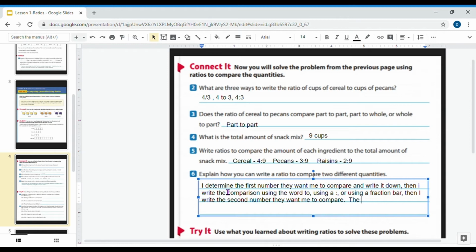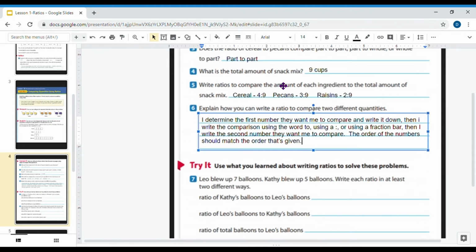The order of the numbers should match the order that's given. That's so important. You can do everything right, but if you figure out the right numbers and then you write them in the incorrect order, it's incorrect. So that is extremely important. The order of the numbers should match the order that it's given.